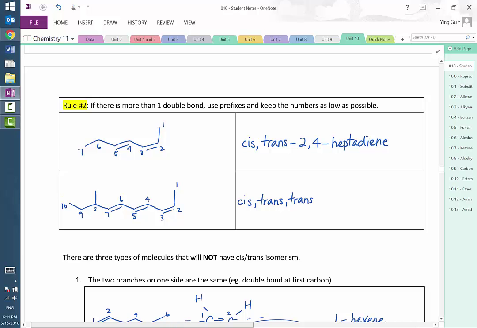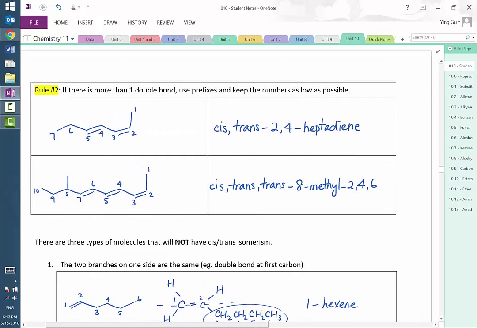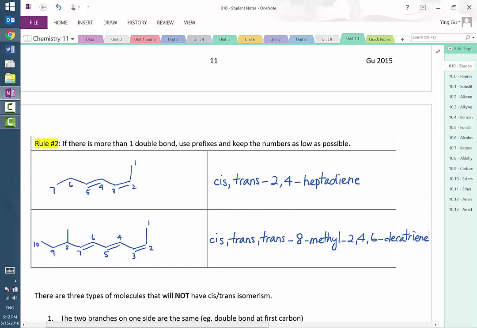Now before we write about the double bonds, we have to address the branches. We have a branch at position 8, so it's 8 methyl. Alright, now we put in our numbers for our double bonds, and that's 2, 4, and 6. This is a 10 carbon chain, so it's going to be deca. A space here, deca. The prefix for 3 is tri, decatriene. And that's how you name alkenes.